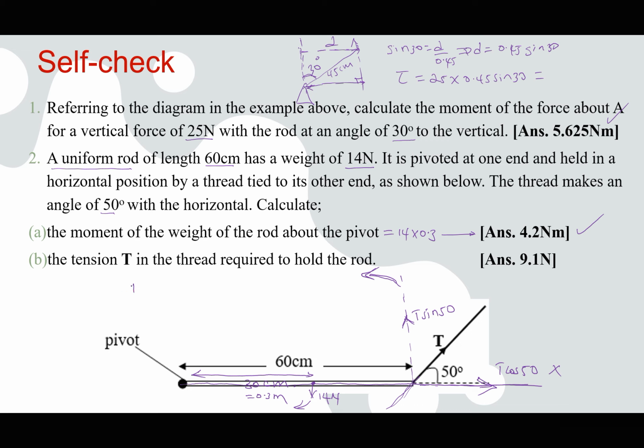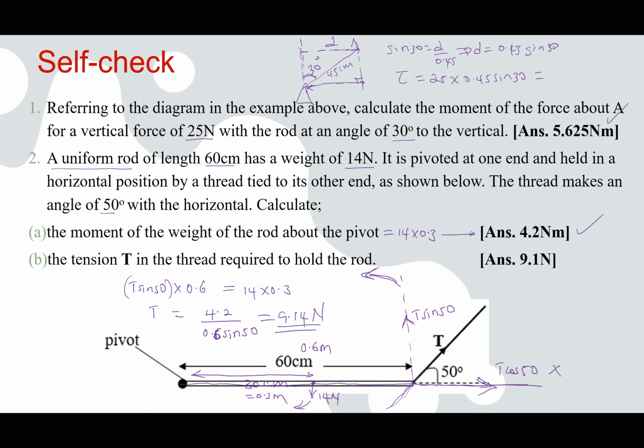Therefore, I will say that T sine 50, that is the force, times the perpendicular distance, this one is 0.6 meters, should be equal to the clockwise moment, which is going to be 14 newtons times 0.3. So we have that T is going to be, of course, 14 times 0.3 is 4.2, divided by 0.6 sine 50. So this gives me 9.14, or approximately 9.1 newtons. So that would be the tension.